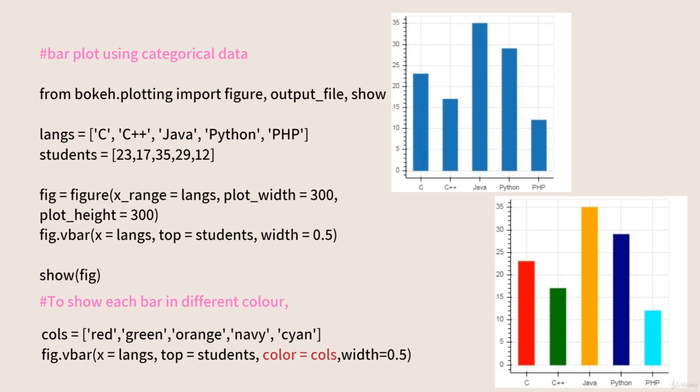There is another customization that you can do here. You can color each bar differently. So you have to define colors, whatever colors you want to put. Since I have 5 bars here, I have defined 5 colors: red, green, orange, navy, and cyan. Once you prepare a list of colors, I will call my vbar function with x equal to langs. There's an additional parameter that I am mentioning here, which is color equal to cols. cols is basically a list of all the colors that I have mentioned for every bar. So my first bar would be red in color, my second bar would be green, then orange, navy, and cyan, and so on.